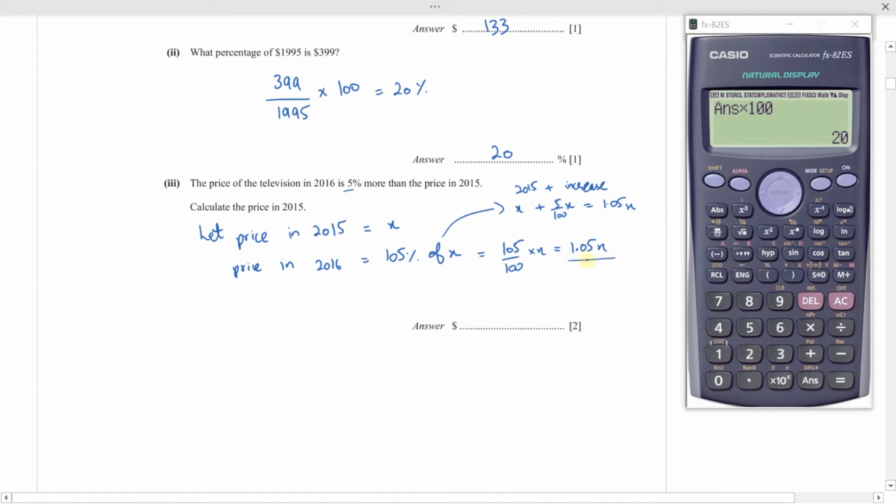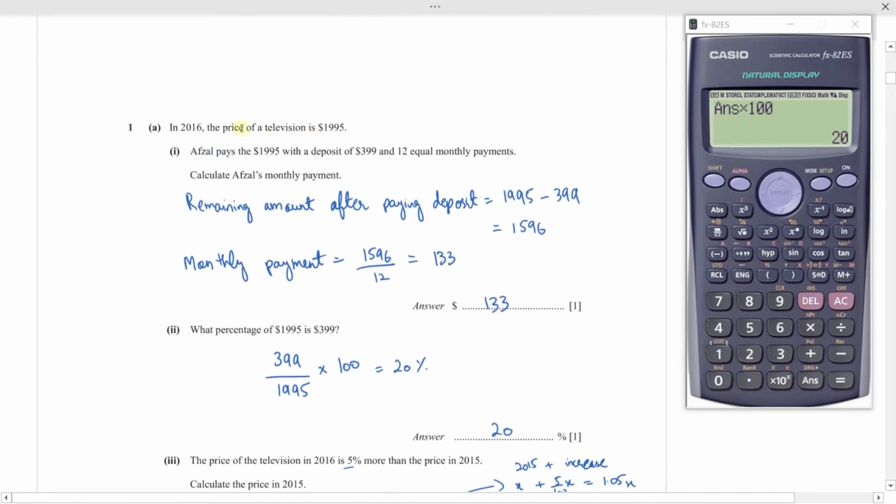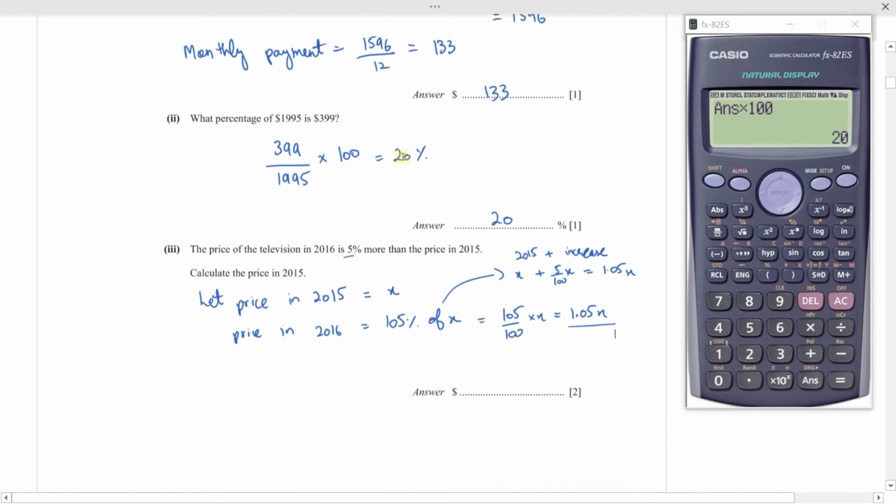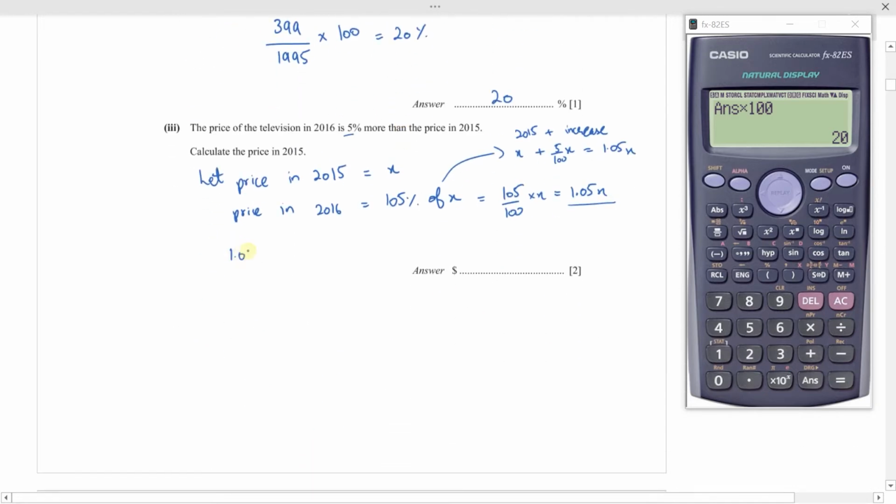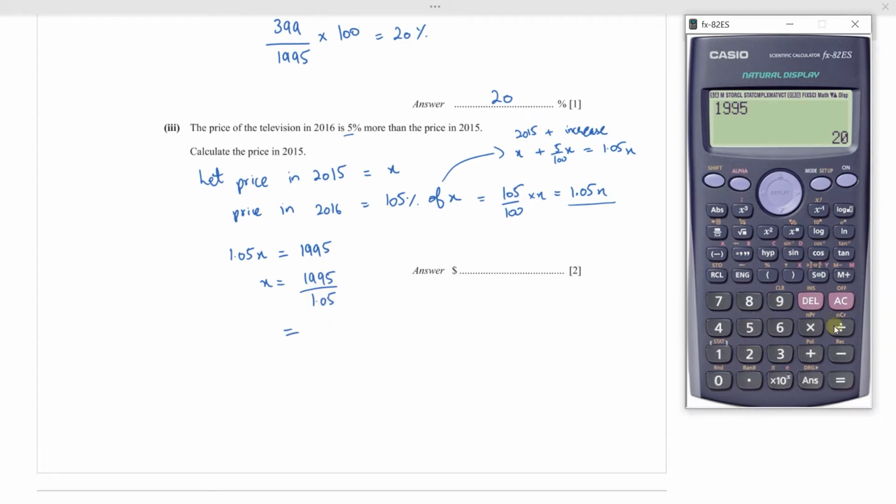So now you have calculated the 2016 price in terms of X. You're given that the 2016 price here was 1,995. So now we can equate this: the 2016 price 1.05X will be 1,995. So X will be 1,995 divided by 1.05. So this is 1,900. So your price of the TV in 2015 was $1,900.